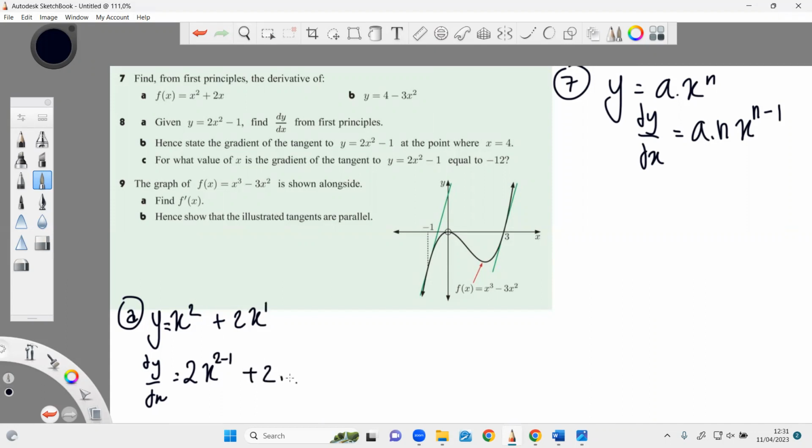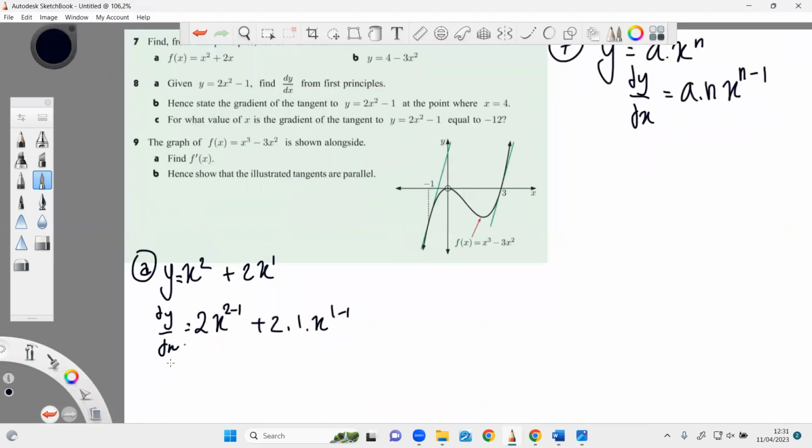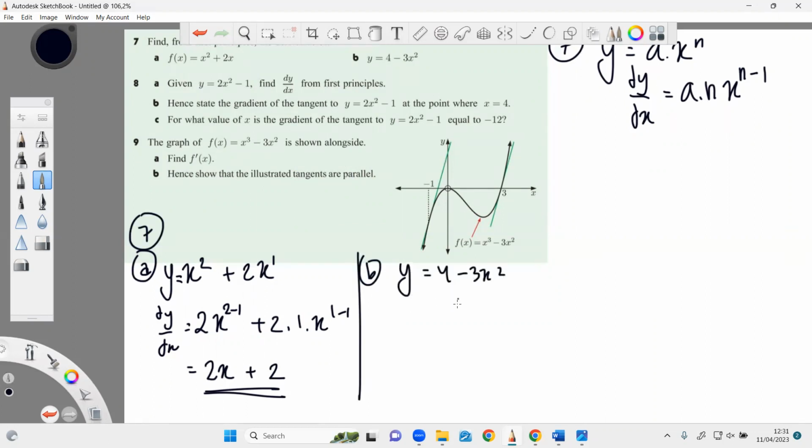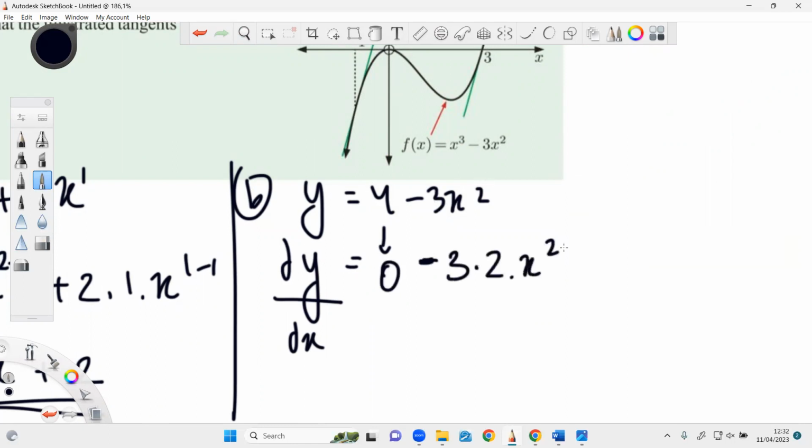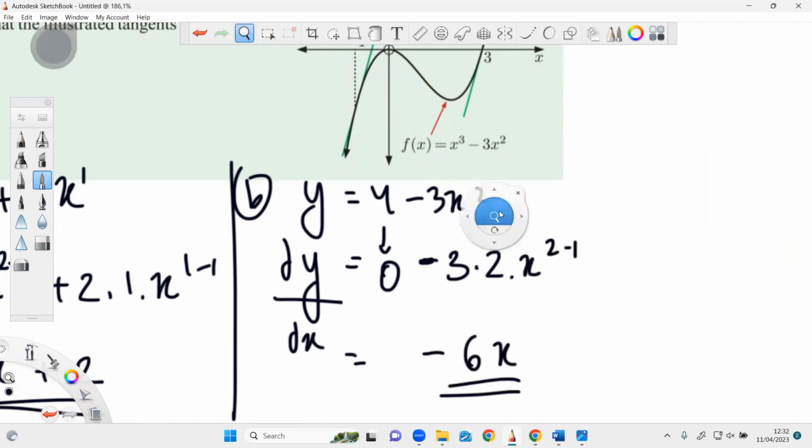Plus 2 times, this is 1, 1 minus 1. So you will get the answer of 2x plus 2 itself. Done. How about 7b? Also the same. 1 minus 3x power 2. So actually, if we derive a constant, we will get 0, right? So 0 minus 3, you put the 2 below, x power 2 minus 1. So you can get negative 6x. That's it for question 7.